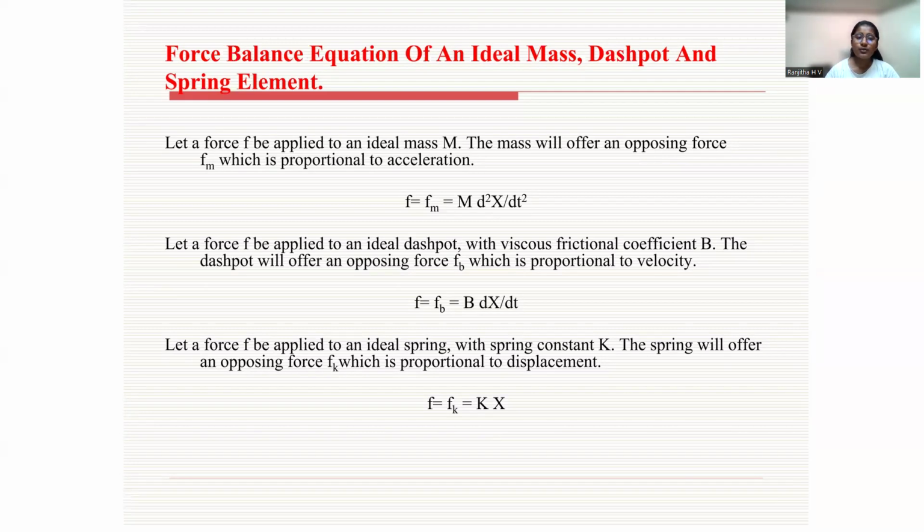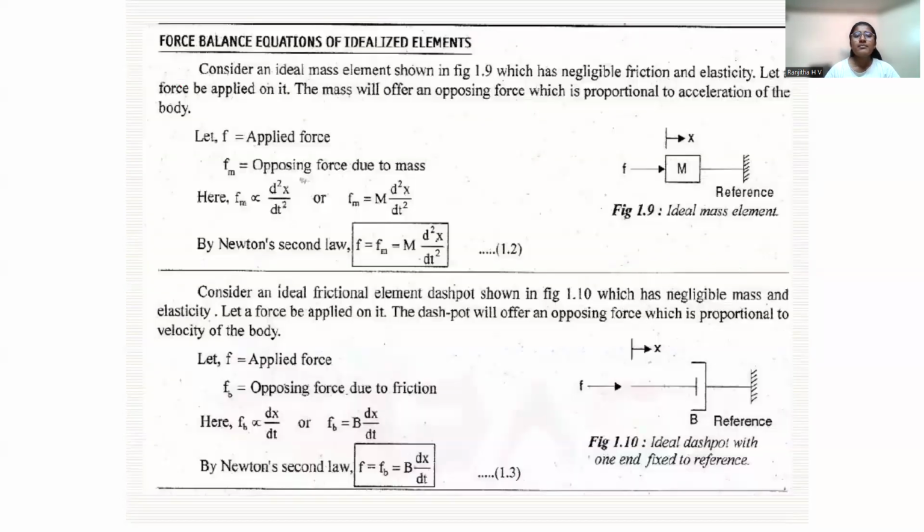Next, let a force F be applied to an ideal spring with a spring constant K. The spring will offer an opposing force Fk which is proportional to the displacement, that is F is equal to Fk is equal to K into x. Let us see some examples of the force balance equations of the idealized elements.